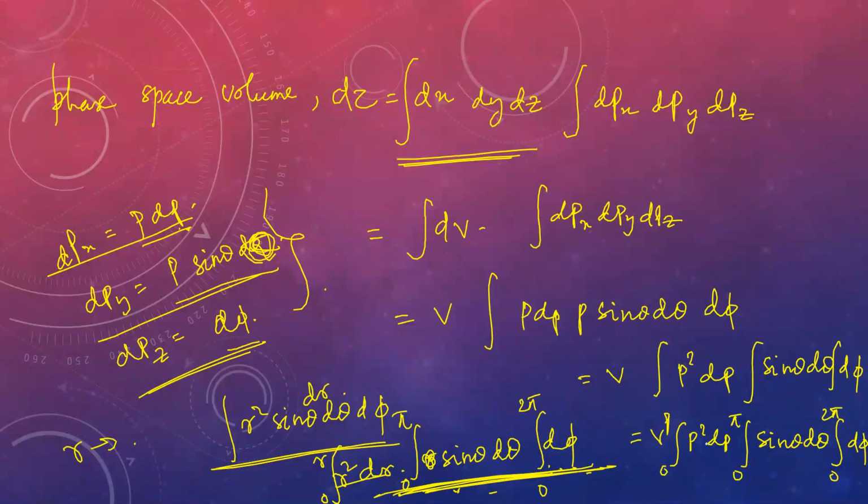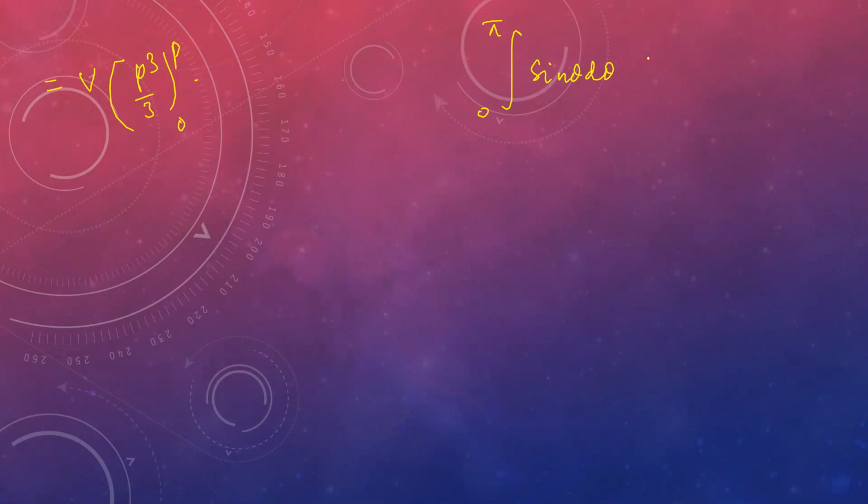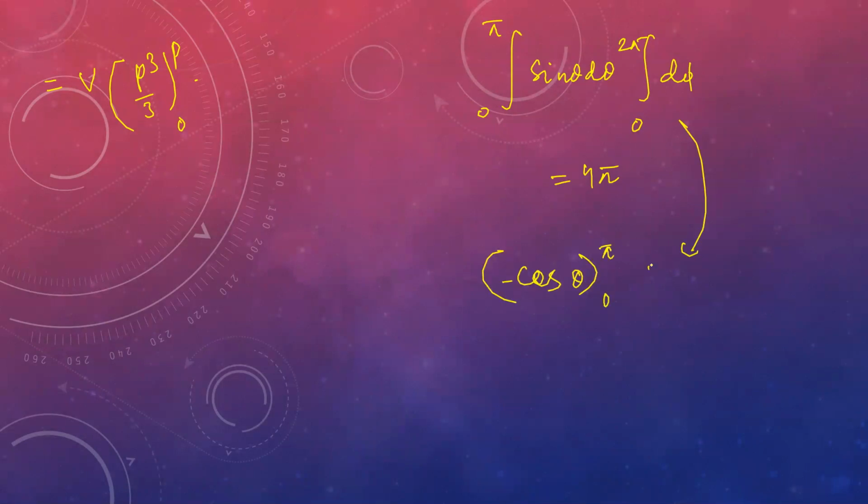Is that all right? Okay. So the integration of p squared dp is pq by 3, from 0 to p. See this integration: sin theta d theta d phi, 0 to 2 pi. This is your 4 pi. How? Sin theta d theta integration is minus cos theta from 0 to pi. This is your 2 pi. Okay, the phi limit, phi from 0 to 2 pi, is 2 pi.